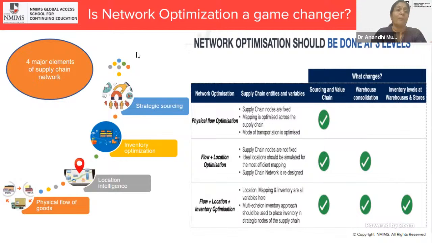And these are the major elements of supply chain: network optimization, physical flow, location intelligence, inventory optimization, and strategic sourcing. Sourcing we saw, how one needs to enhance the focus on sourcing as an activity on the whole. Once that is done, obviously we saw in the inventory session also how we need to focus.